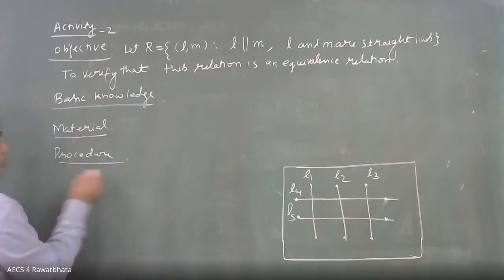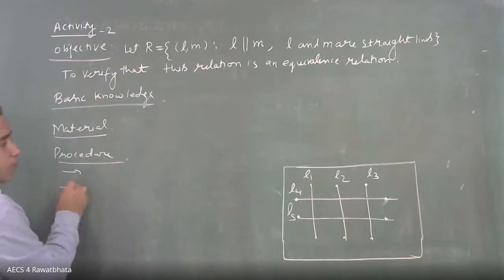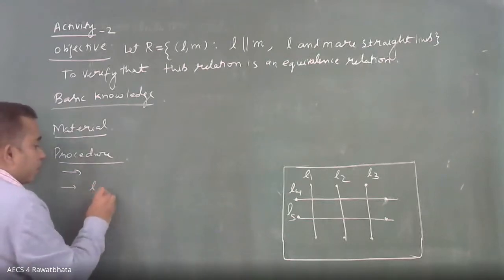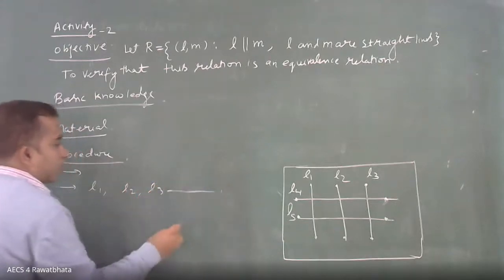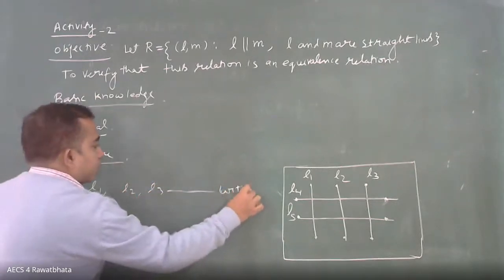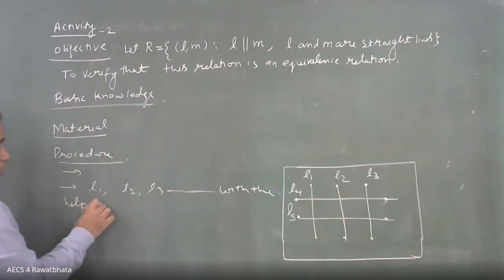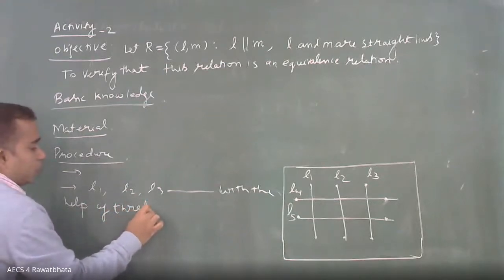In the procedure, you can write that make the points with the help of pins. First step. Then second step, that use thread and make the lines L1, L2, L3, L4, L5, etc. with the help of threads. Please you write properly. I'm not writing, I'm just giving you a hint. Okay, this is only a hint, please.